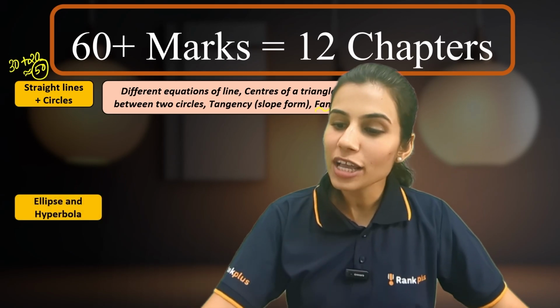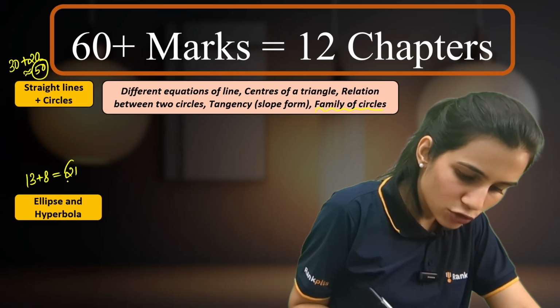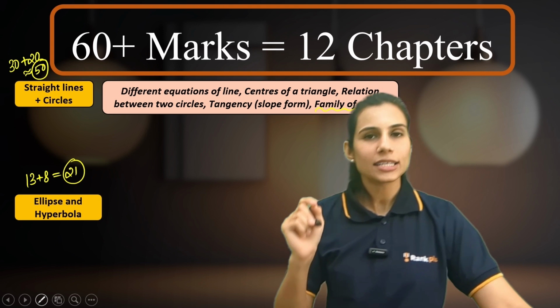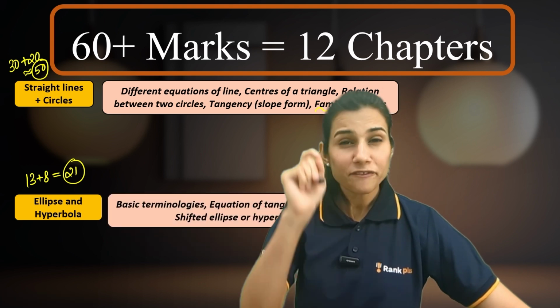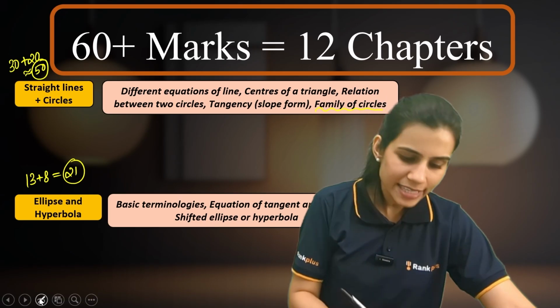Lastly, I have ellipse and hyperbola, everybody. From here you have 13 plus 8, which makes it around 21 questions from ellipse and hyperbola. Around 21 questions have been asked in just 1 year. Very important and very easy to master. This is one of the lowest hanging fruits. Why am I saying so?